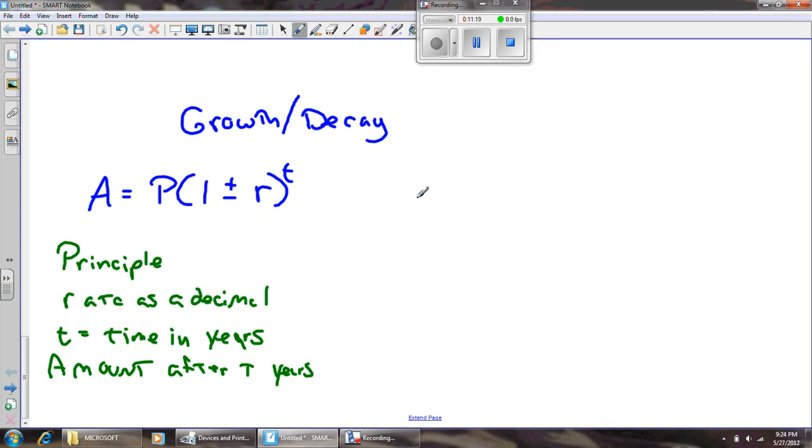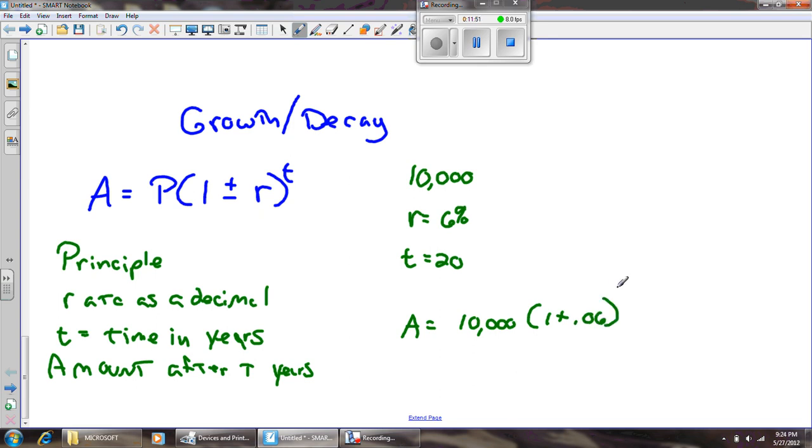Just plug and chug. For example, if you know a town has a population of 10,000 people, it's growing at a rate of 6% per year. How many people will be in the town, say, in 20 years? Okay. Now, when you go to plug it in, it's going to be A equals 10,000 times the quantity of one plus 0.06, and the time is 20 years. And you can go to your calculator for that.